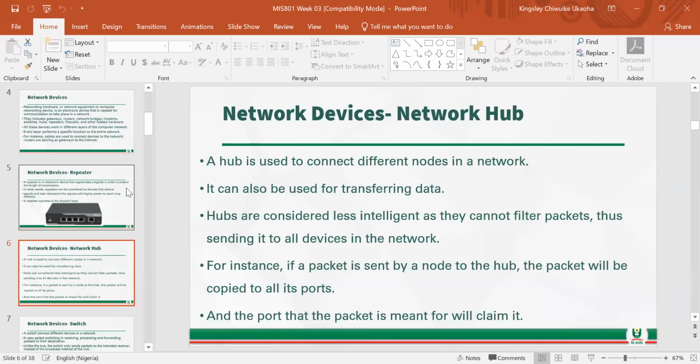Then you have a network hub. That's another device. A hub is used to connect different nodes in a network. It can also be used for transferring data. Hubs are considered less intelligent as they cannot filter packets. For instance, if a packet is sent by a node to the hub, the packet will be copied to all its ports, and the port that the packet is meant for will claim it.